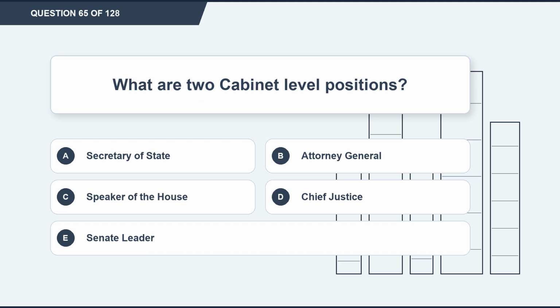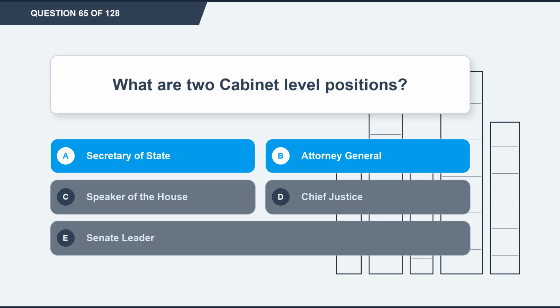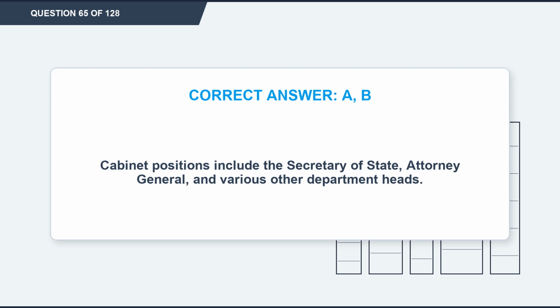Question 65. What are 2 cabinet-level positions? Option A, Secretary of State. Option B, Attorney General. Option C, Speaker of the House. Option D, Chief Justice. Option E, Senate Leader. The correct answers are options A and B. Option A, Secretary of State. Option B, Attorney General. Explanation. Cabinet positions include the Secretary of State, Attorney General, and various other department heads.